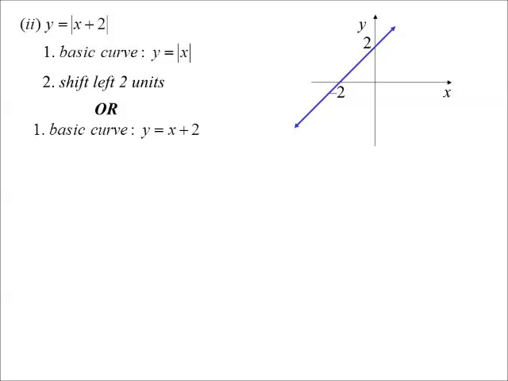I could think of it as, oh well, my basic curve is actually the line y equals x plus 2. But I'm going to reflect whatever's below in the x-axis. And I get the same shape. So it all depends on how you want to think about it.